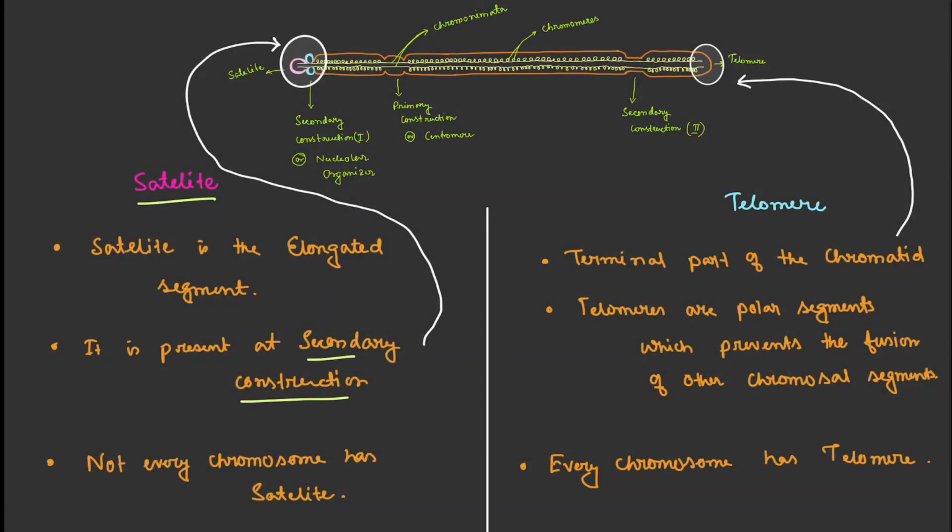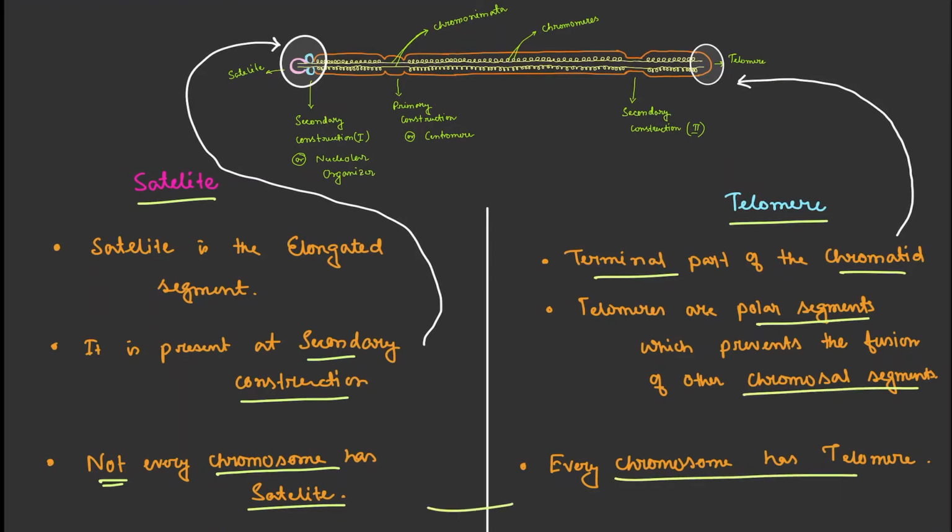Next, we have the satellite and the telomere. The satellite is an elongated segment that is also present in the secondary constriction. Not every chromosome has a satellite, as I have told earlier. The telomere is the terminal part of the chromatid. Telomeres are polar segments which prevent the fusion of chromosome segments. Every chromosome has a telomere, but not every chromosome has a satellite. So this is the key difference between satellite and telomere: both are present at the terminal end of the chromosome, but the telomere is present in every chromosome, while satellites are not.